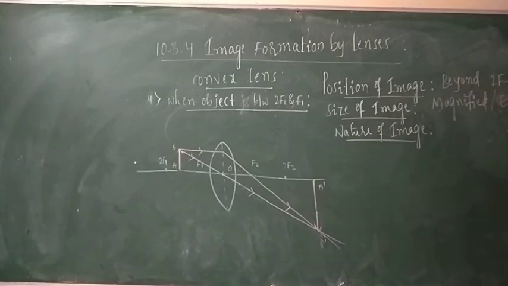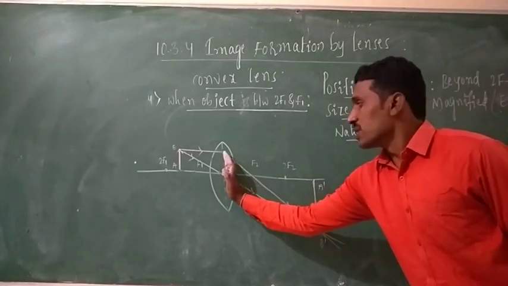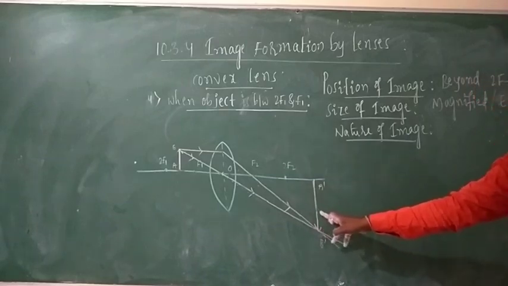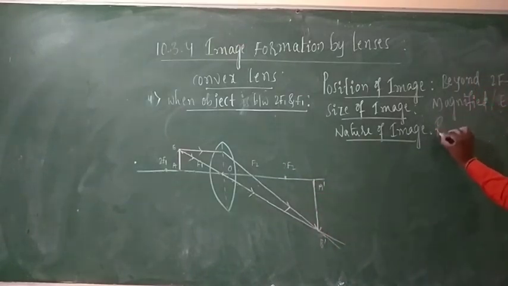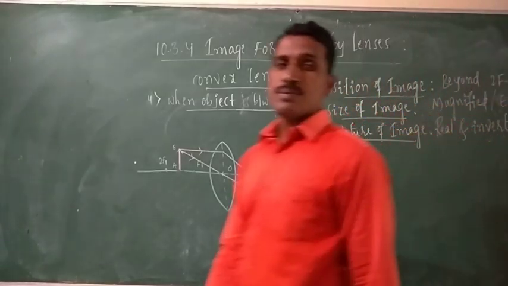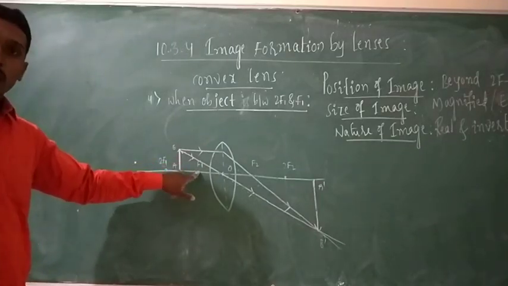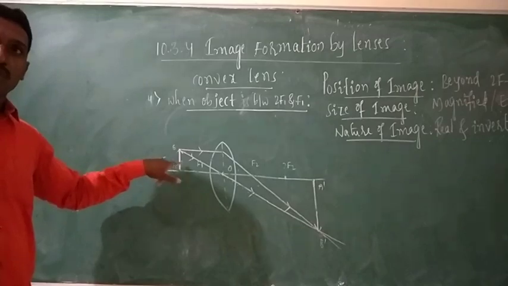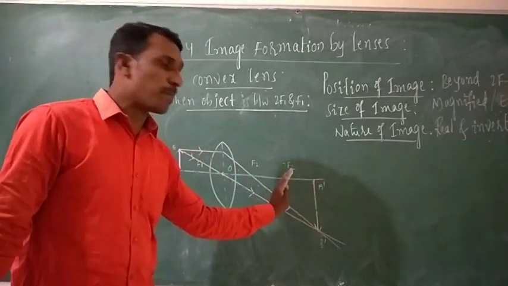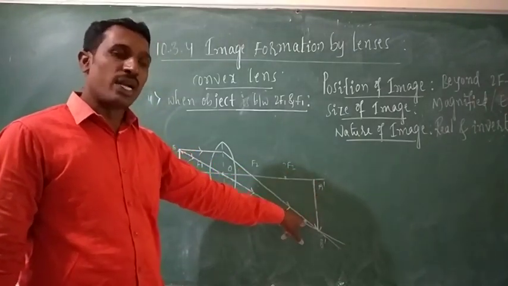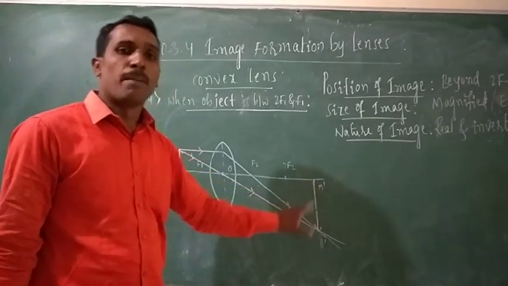While measuring nature, I told you, if the image is formed on the other side of the lens, it is called a real image. Nature is real and inverted image. This is the case when the object is placed between 2f1 and f1, I mean center of curvature and focus. Between center of curvature and focus, the image is formed beyond center of curvature or beyond 2f2, and nature is real and inverted, and size is enlarged or magnified.